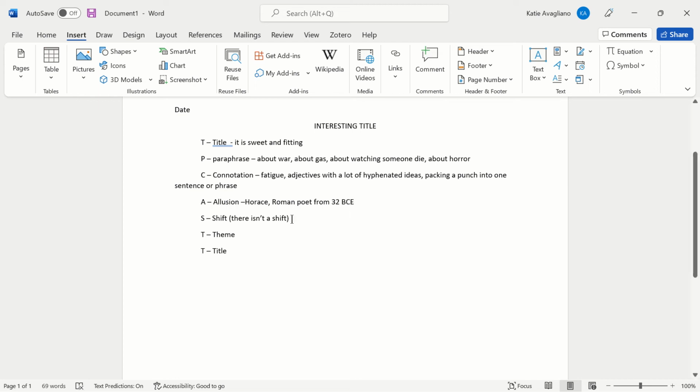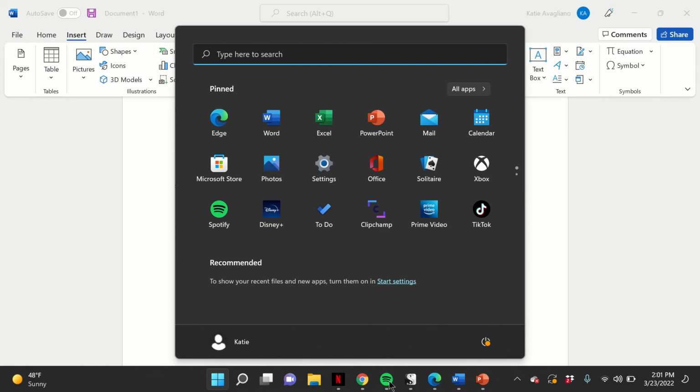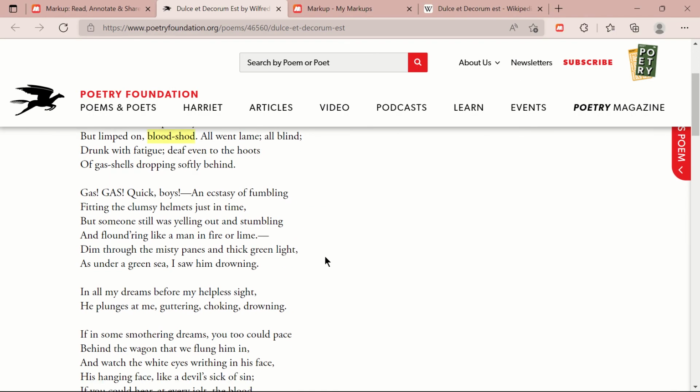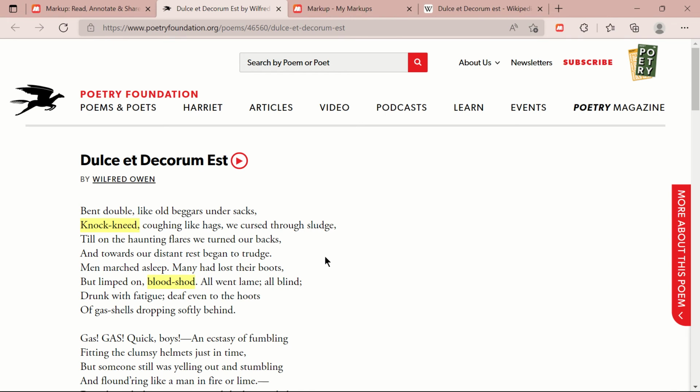Shift. There isn't always a shift is what this should read. We can take a look at our poem and try to spy a shift. I think that there is a little bit of one here. It's not quite a shift, but it is a difference, because one of the ways that we can analyze poetry is by looking at rhyme. Not every poem rhymes, but this poem does have a very obvious rhyme scheme. A, B, A, B, C, D, C, D. Sacks, back, sludge, trudge, boots, hoots, blind, behind, right?